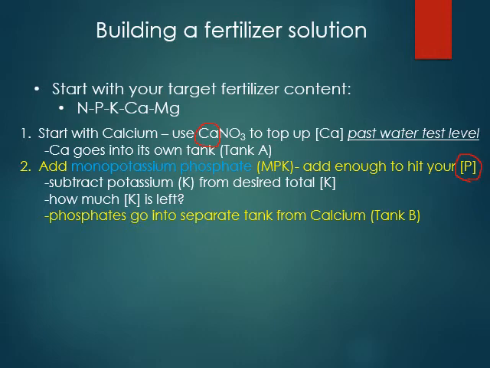I don't know what that is. Let's say it's 1 millimole or 1.5 millimole. So you're going to add 1 to 1.5 or whatever it is, the target for phosphorus of MKP, all right?